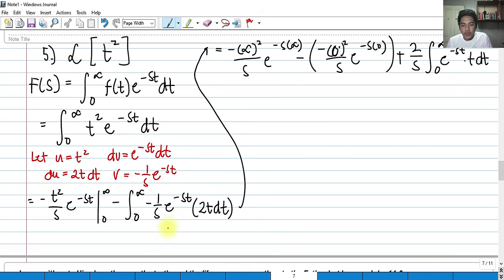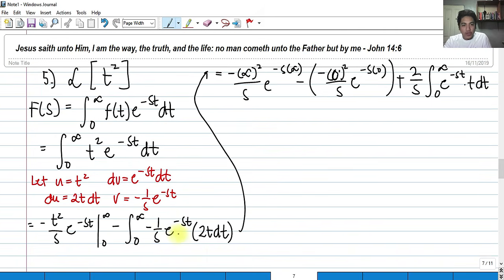Why did I choose to factor out negative 1 over s outside the integral? It's because we are again integrating with respect to t, and any variable other than t inside the integral is considered a constant. So what will happen here? E raised to negative s multiplied by infinity is 0. So 0 times this term is simply 0. And again, this is 0 in the numerator, and 0 multiplied by any number is still 0. So this whole term is 0.